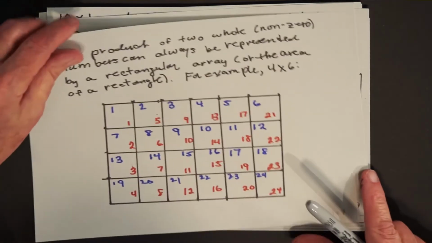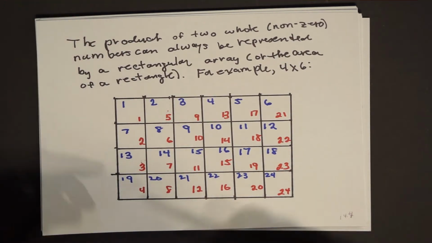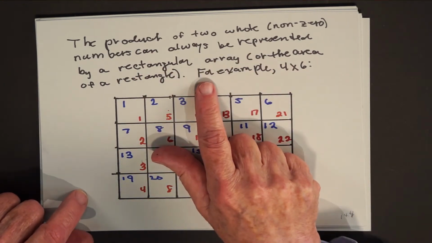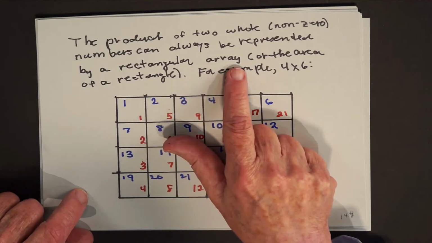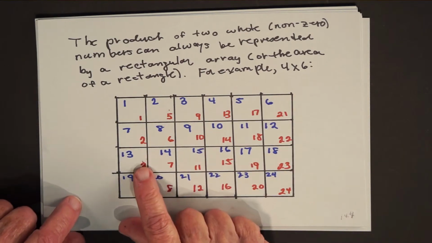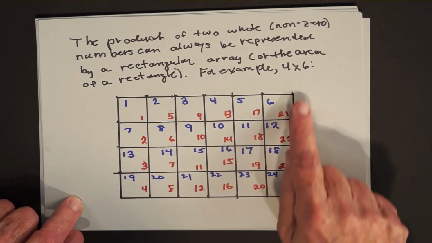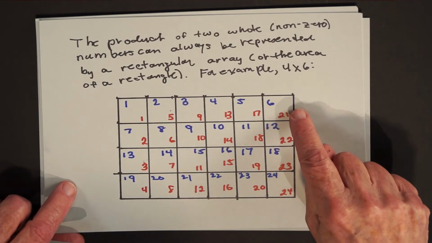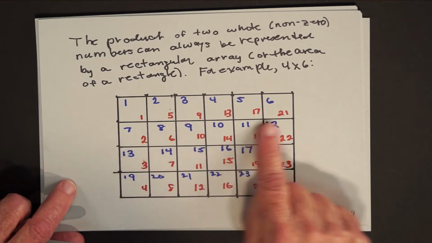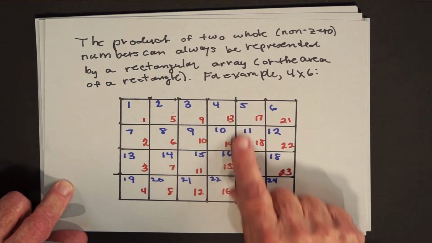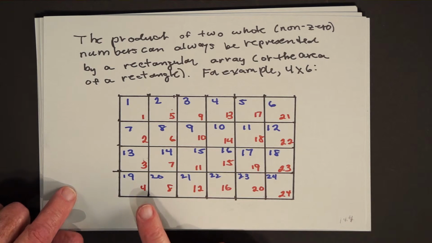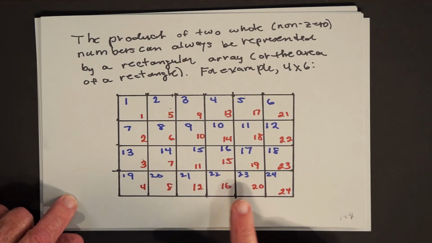Now, this is where we come to how we're going to use some of this material in dealing with fractions. The product of two whole non-zero numbers can always be represented by a rectangular array or the area of a rectangle. For example, 4 times 6, we can look at that as 4 rows, each with 6. And you see we get the fourth multiple of 6 this way: 6, 12, 18, 24. It can also be broken down this way, in which case it's the 6th multiple of 4. In other words, when you're counting by 4s, it's 4, 8, 12, 16, 20, 24.